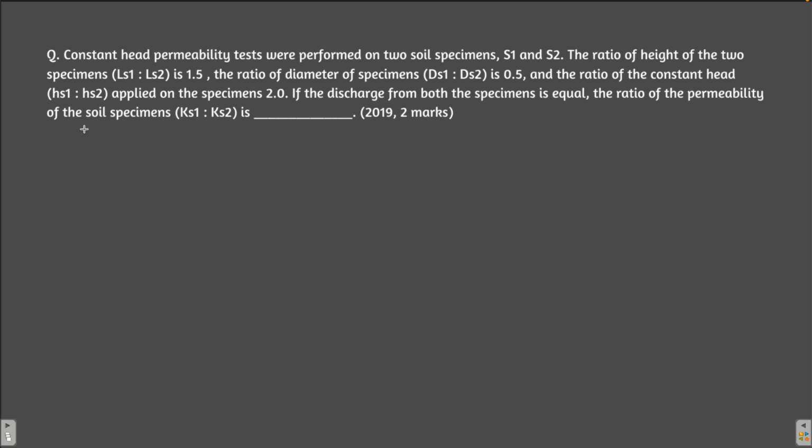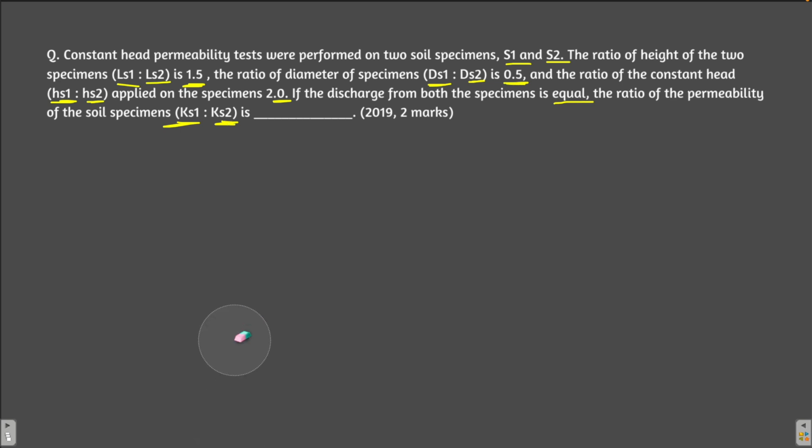Now let's move on to the next question. The next question states that constant head permeability tests were performed on two soil specimens S1 and S2. The ratio of the height of the two specimens LS1 to LS2 is 1.5. The ratio of the diameter of the specimens DS1 to DS2 is 0.5, and the ratio of the constant heads HS1 to HS2 applied on the specimens is 0.2. If the discharge from both the specimens is equal, the ratio of the permeability of the soil of the specimens KS1 to KS2 is, we have to find out this.